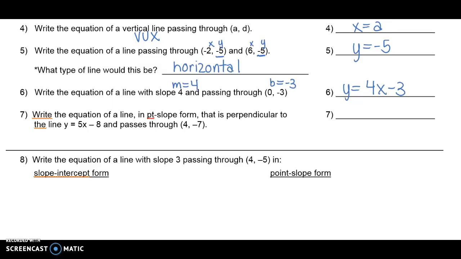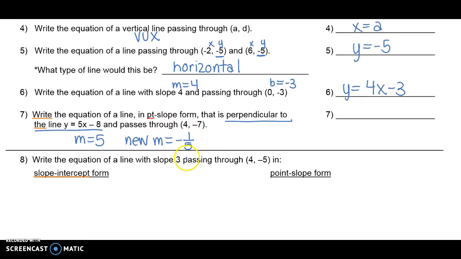We want to write the equation for number 7 of a line in point-slope form that is perpendicular to the line y equals 5x minus 8 and passes through 4, -7. So perpendicular to this line. How do I find a perpendicular slope to the original line? Well, my original slope is 5. My new slope is that perpendicular relationship. So the new slope is going to be that opposite reciprocal.